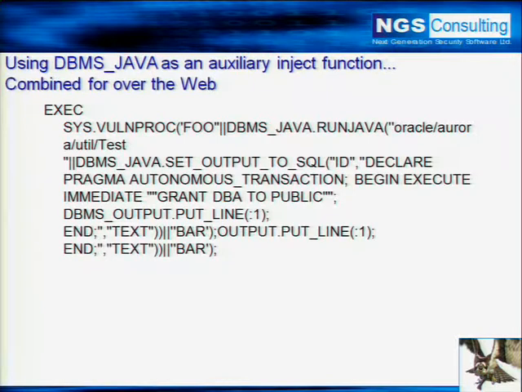If, however, we were injecting this via a web-based attack, we need to concatenate the two and put the attack in one single request, simply because the session may be torn down between two web requests, and our session state and everything will change. So basically, all we do is embed our output to SQL statement inside the run Java statement. So this executes first, sets up our attack, then when this one executes, an output is generated to system.out or system.error, then the SQL is triggered and so on. So just to show you, DBMS Java can be used as a great auxiliary inject function, and even used over the web as well.